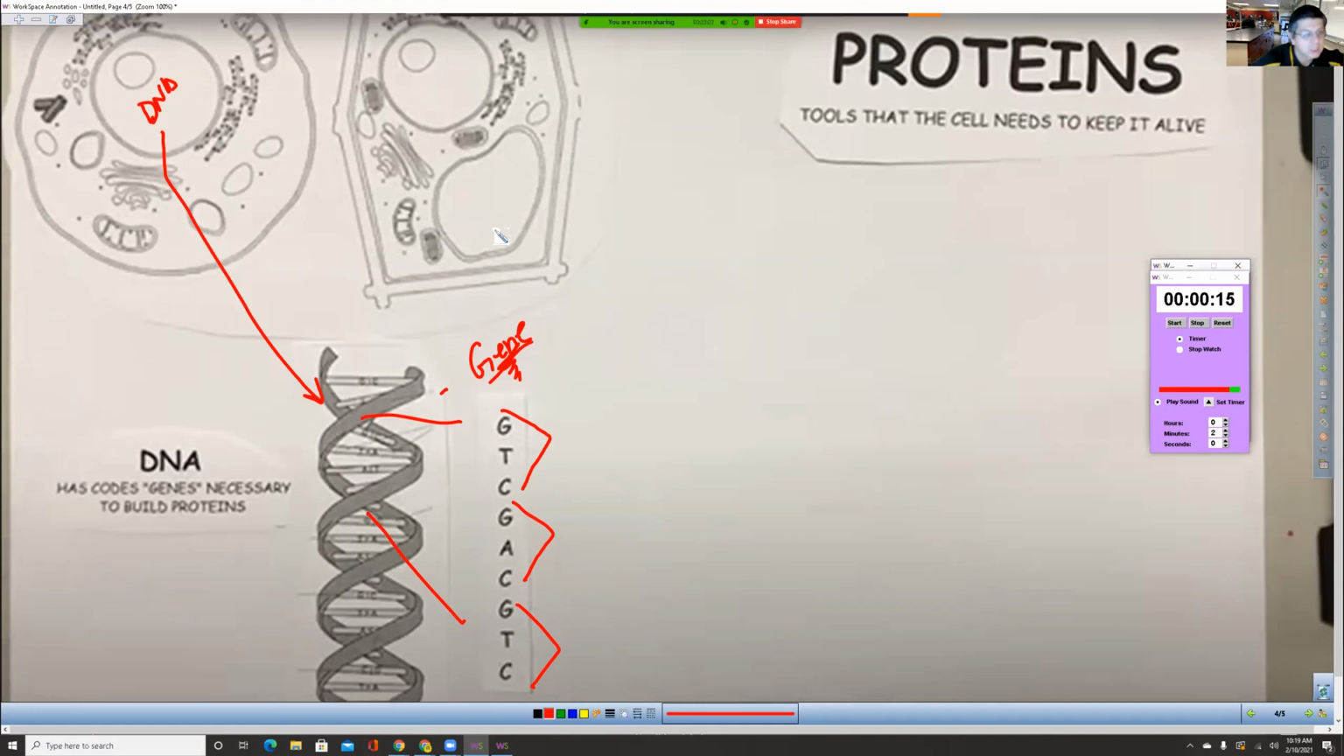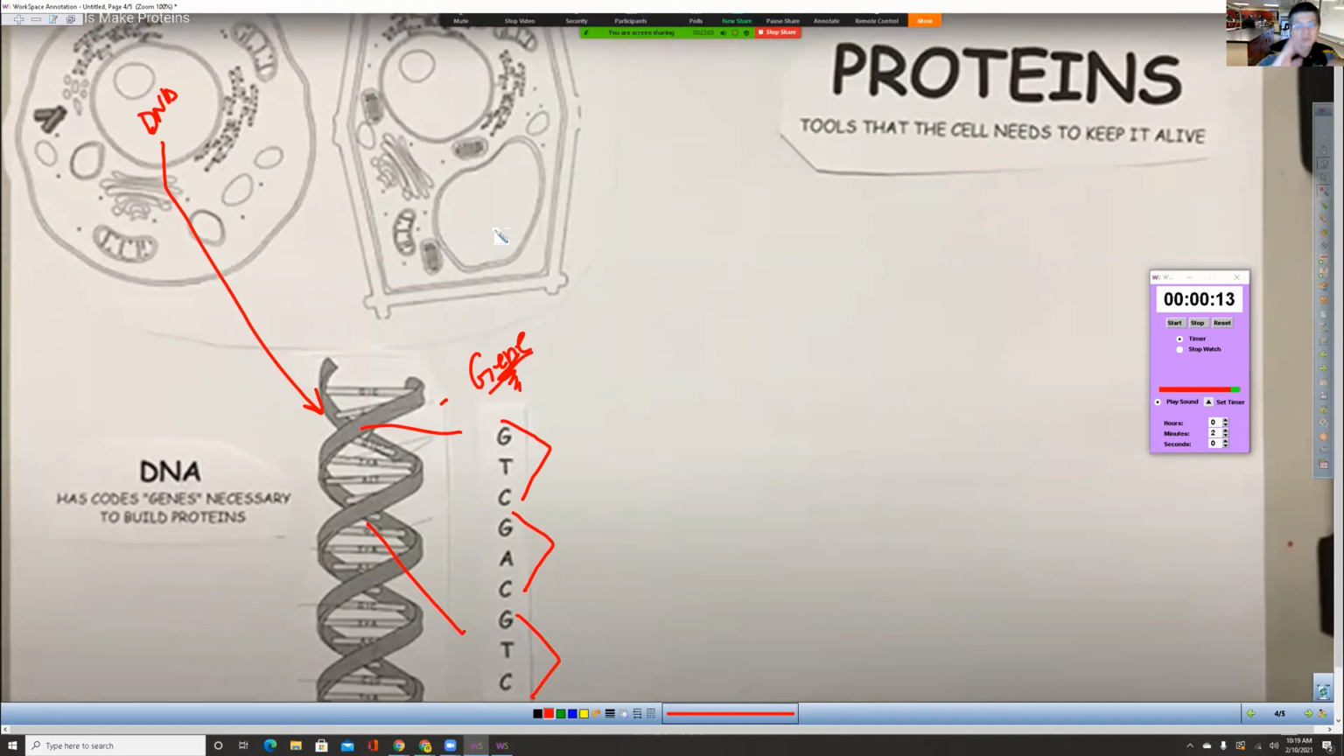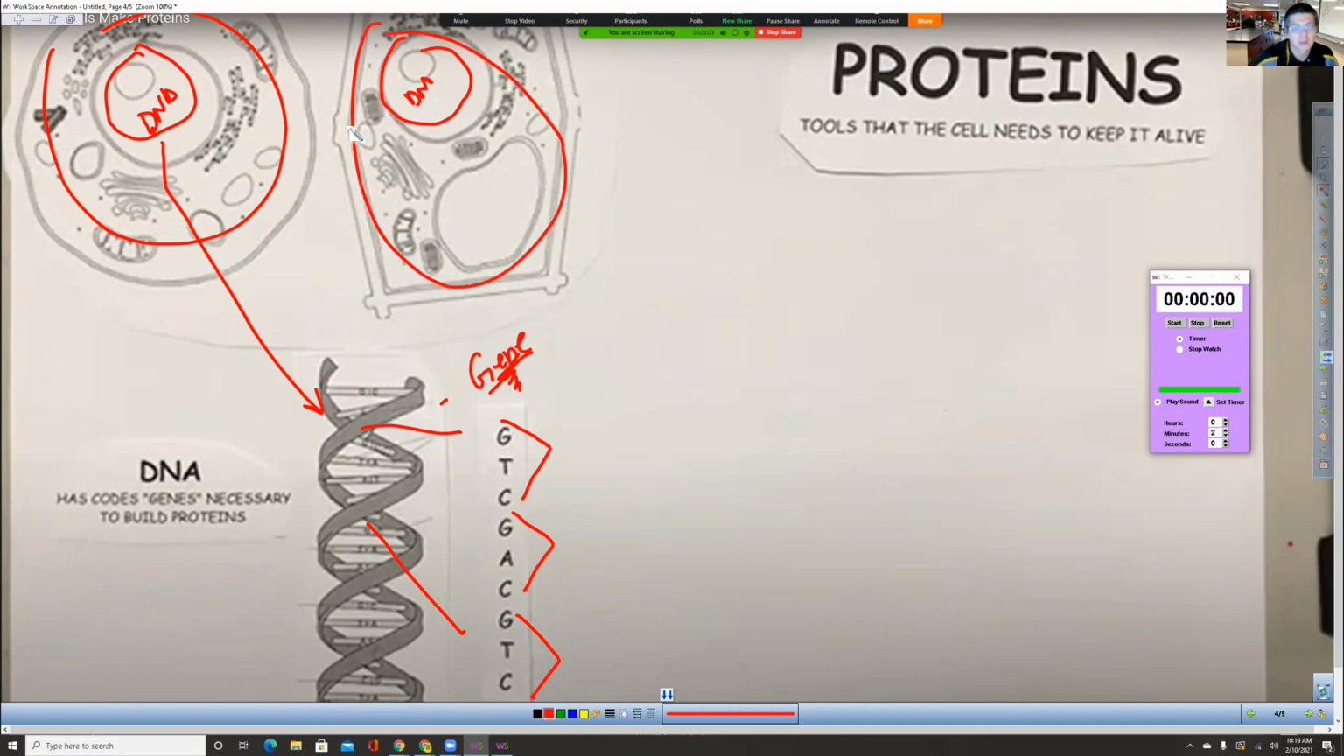Try to draw those cells. You don't have to draw them specifically. The biggest thing is if you draw like one big circle and then a little circle, and inside that's the DNA, so that way you know that concept there, all right? So let's continue a little bit.